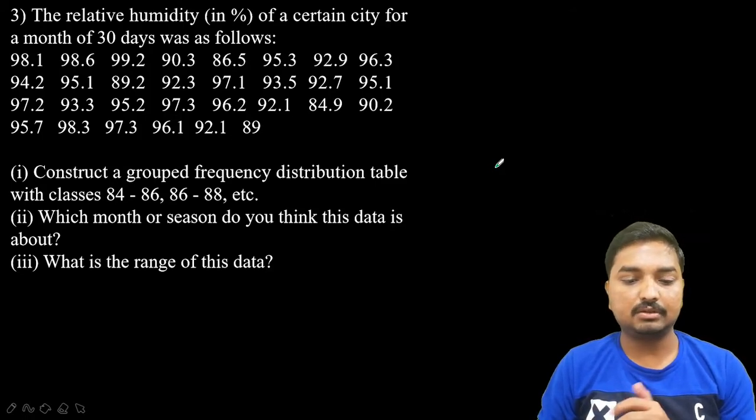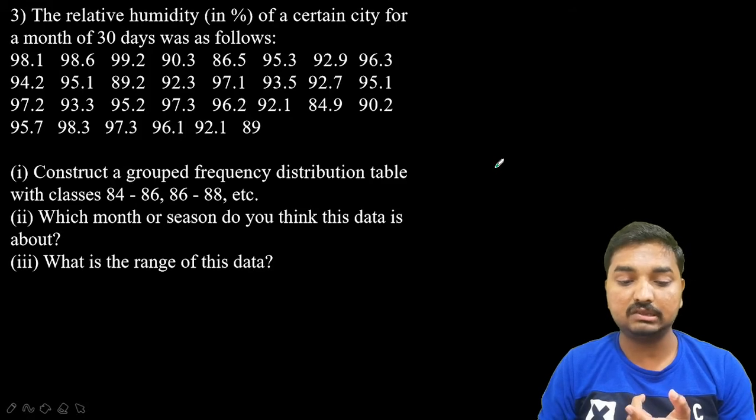So this is the data. Now you need to construct a grouped frequency distribution table. Means there must be class interval in the first column, and in the second column frequency. Okay, and one more thing here, the class size is not particularly given to you, but it will be understood by you because some examples of class intervals are given to you.